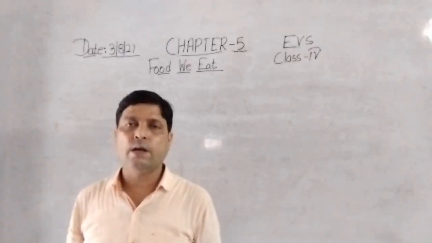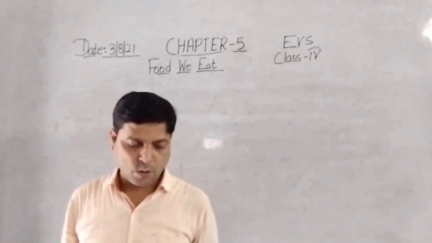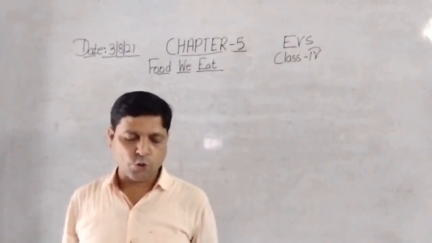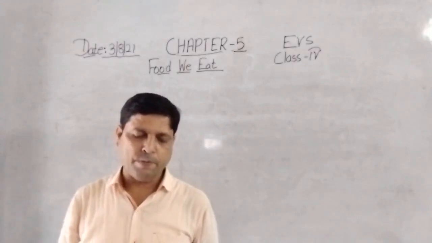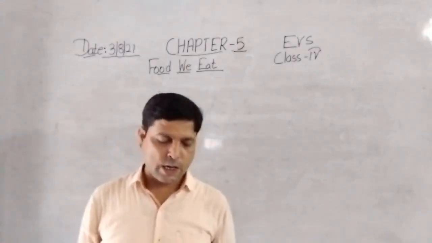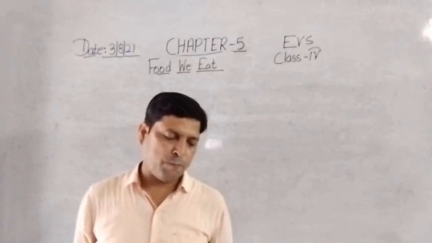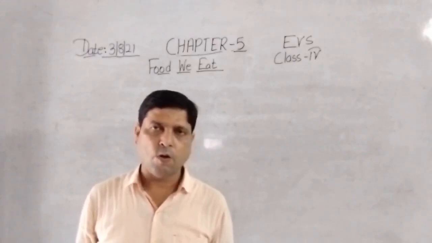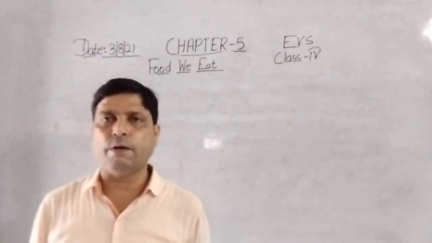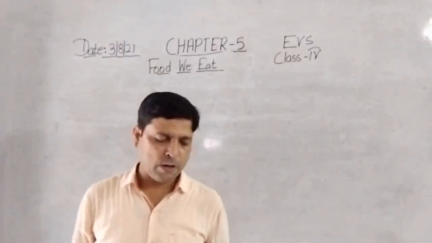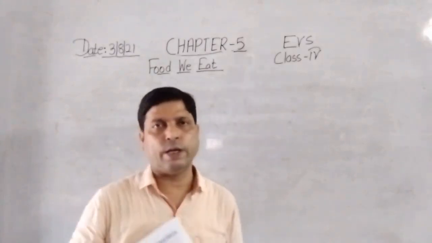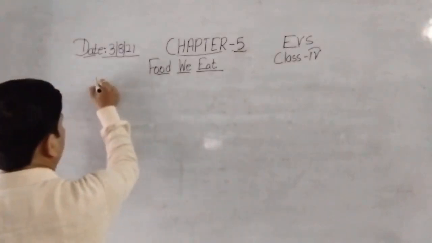What we have done in the previous video. In the previous video, students, we were doing the question answers of chapter number 5. We have completed question number E and we started question number 1. Give a detailed answer to the following question. So the first answer is not complete. Okay. So we are doing question number F.